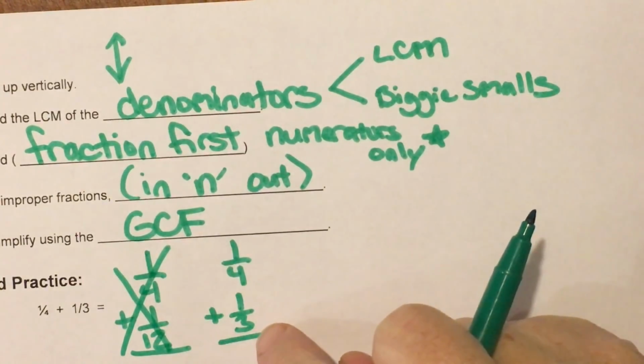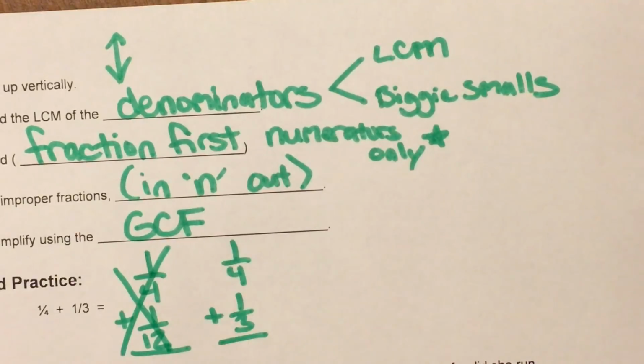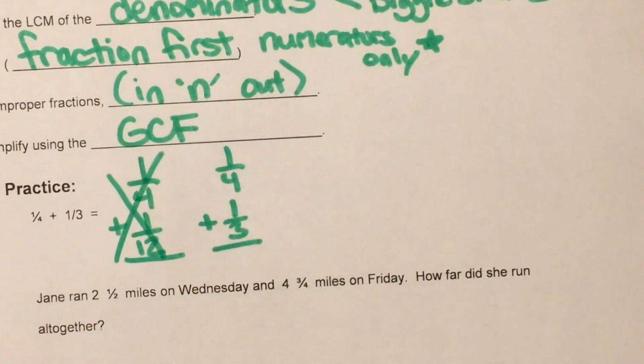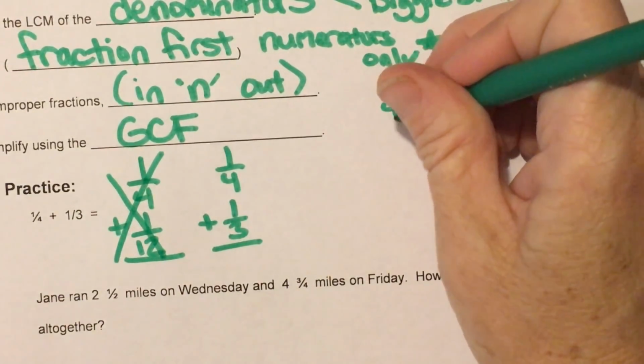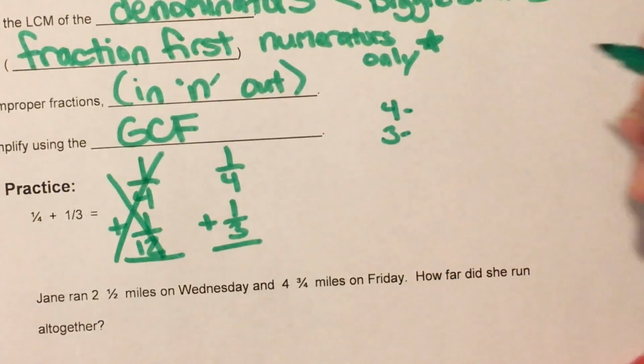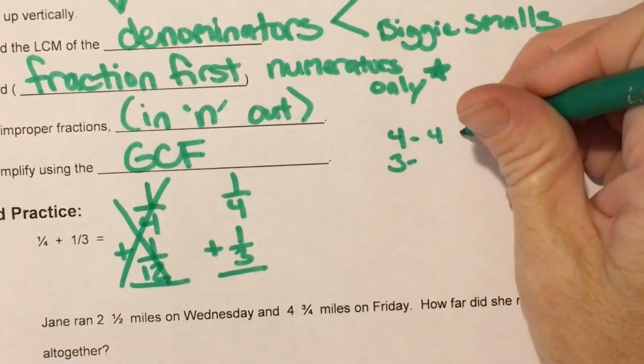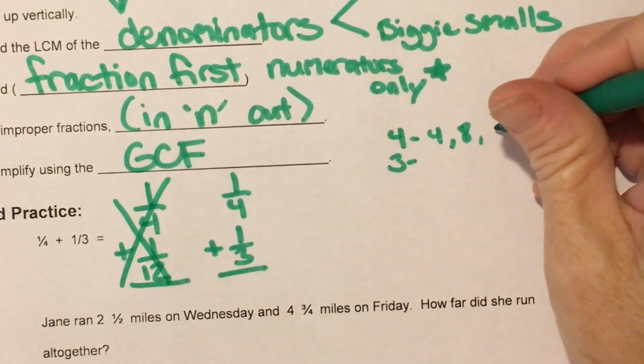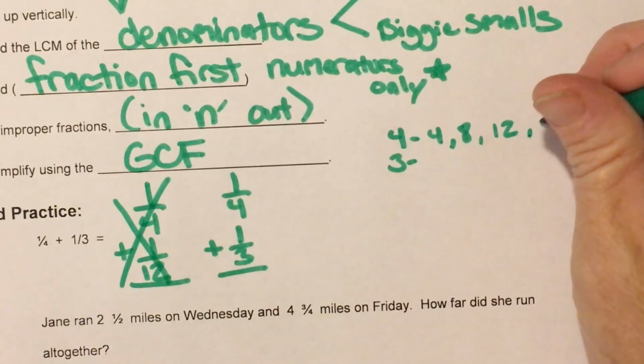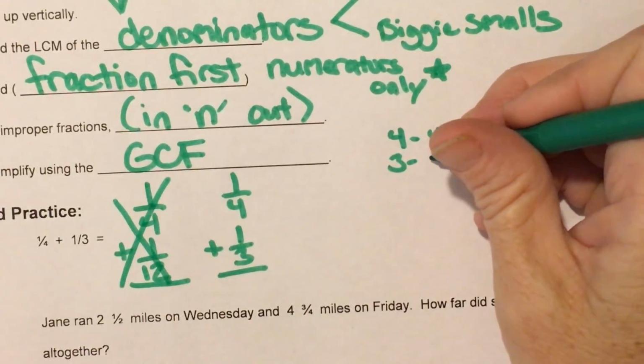Okay, so I'm going to now find the LCM of the denominator. So 4 and 3. So 3 doesn't fit into 4. The small one doesn't fit into the big one. So we need to list out our multiples. So 4 times 1 is 4. 4 times 2 is 8. 4 times 3 is 12. 4 times 4 is 16.